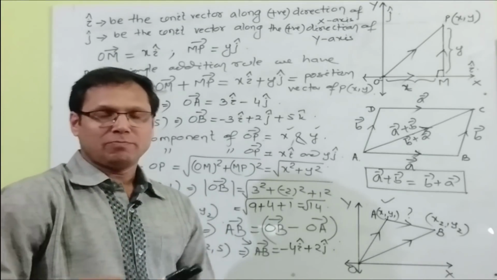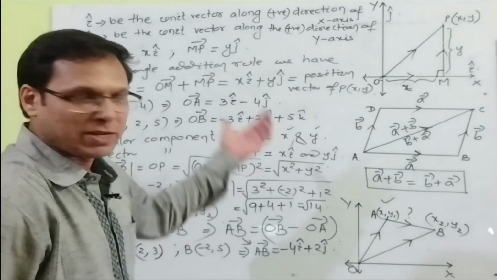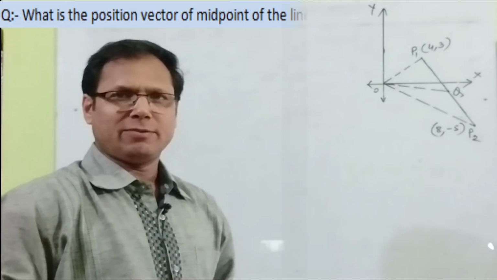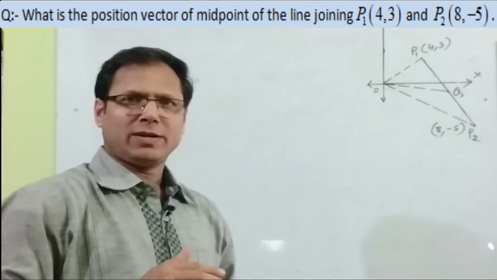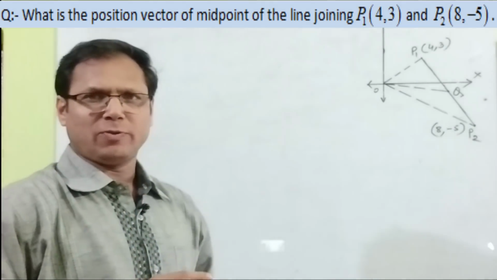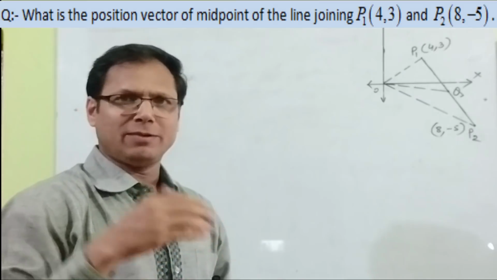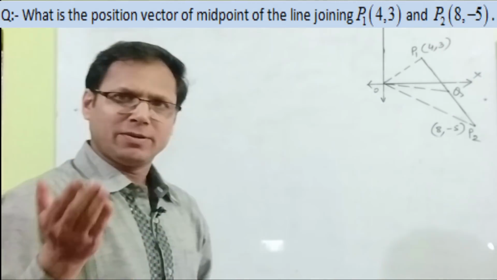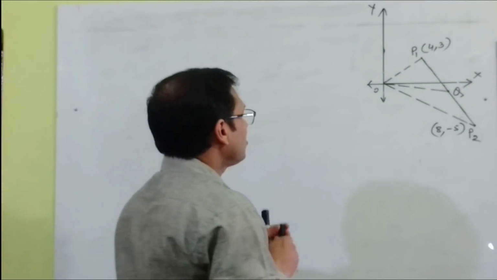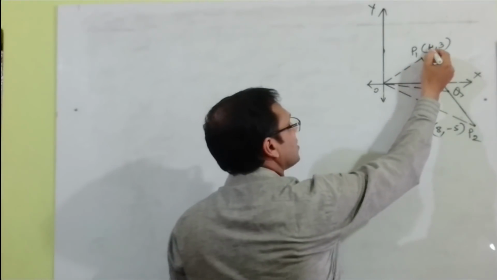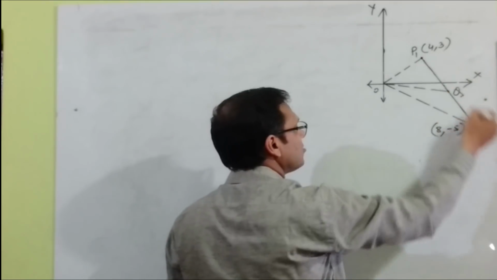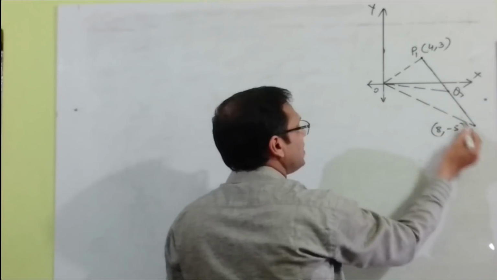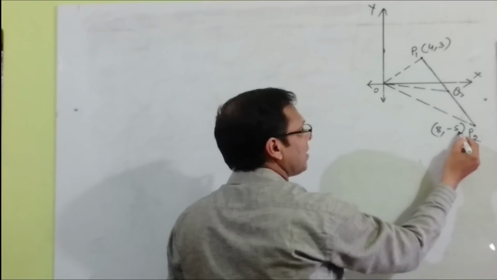Now we will go to the problem of the exercise. So make a note first. Now read the question carefully. You have to find the position vector of the midpoint of the line joining the two points P1 and P2 with the given coordinates. Suppose P1 has the coordinates 4, 3. This is a rough sketch. P1 is the point 4, 3 and P2 is the point 8, minus 5.